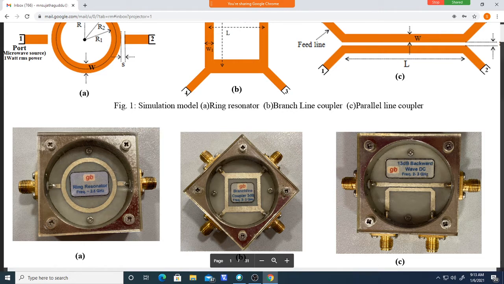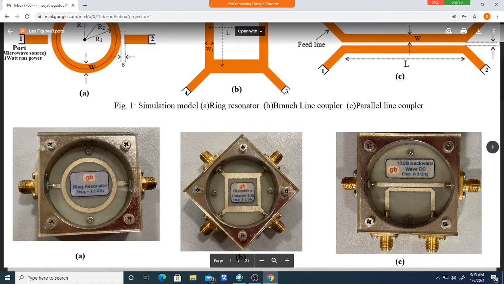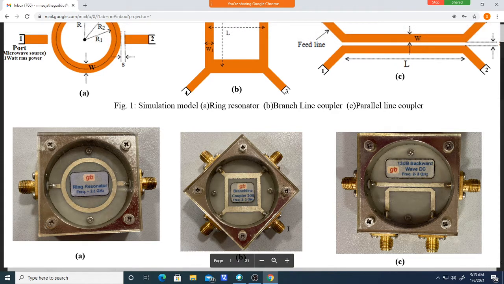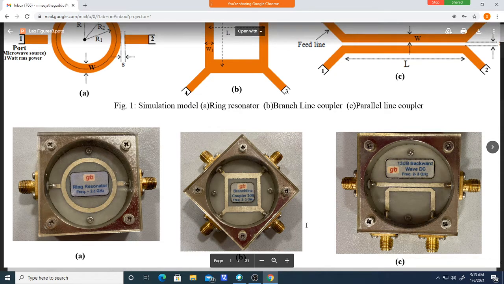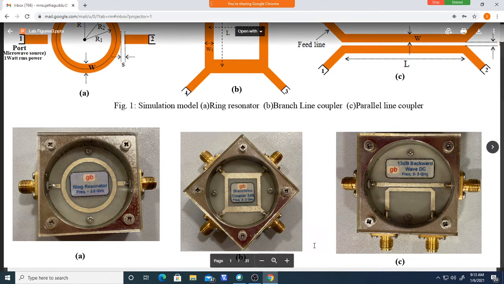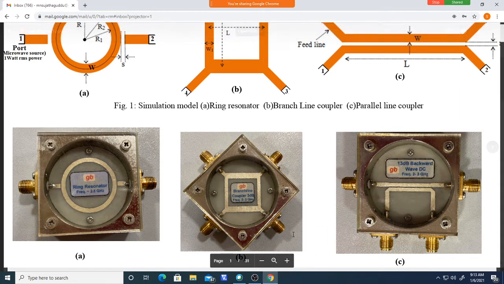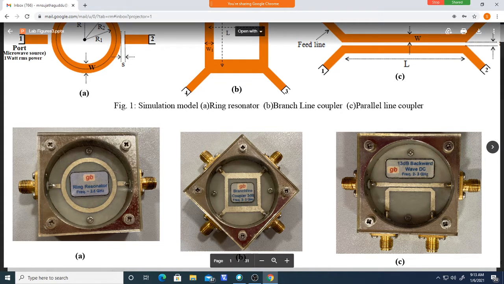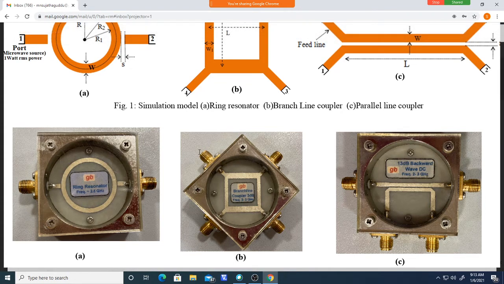And next, what we are doing, we are measuring the signal here and here. But practically, we cannot measure the power from all the ports simultaneously. What we will be doing, we are measuring the power coming out of each port separately. First we will measure the power coming out of this port.